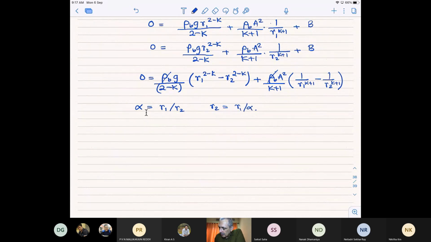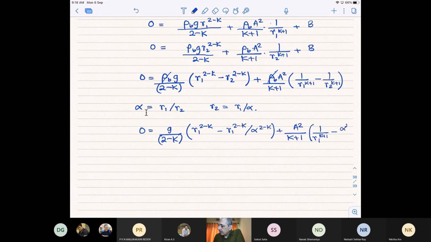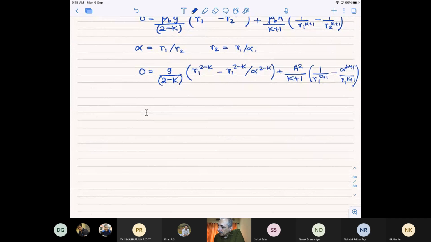And so this will give me 0 is equal to G divided by 2 minus K into R1 raised to the power of 2 minus K minus R1 raised to the power of 2 minus K divided by alpha raised to the power of 2 minus K, plus A squared divided by K plus 1 into 1 by R1 raised to the power of K plus 1 minus alpha raised to the power of K plus 1 divided by R1 raised to the power of K plus 1. Okay, so a little bit more algebra and we'll be done.